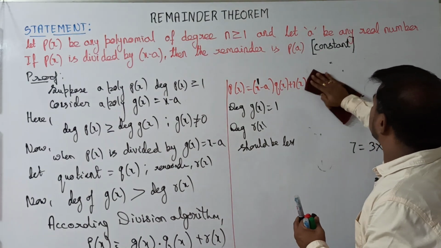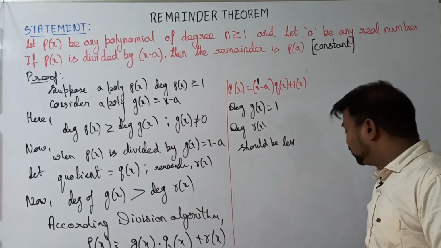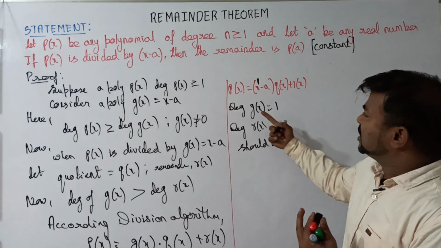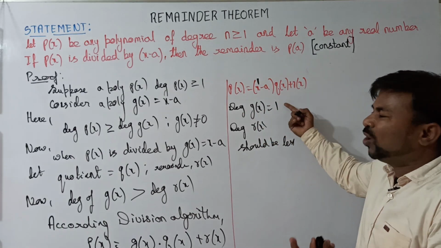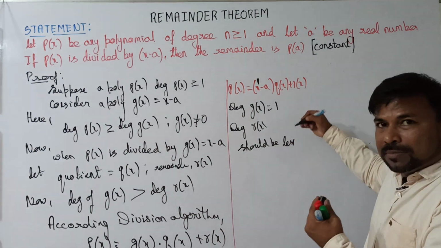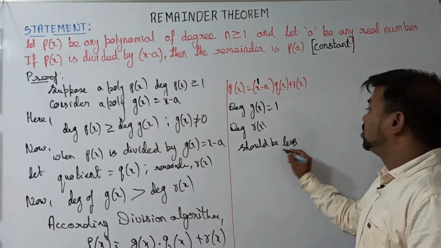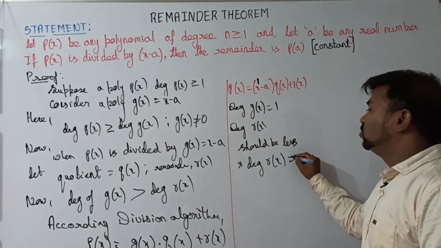Let me explain with the help of one more concept. The degree of r of x should be less than the degree of g of x. If the degree of g of x is 1, then what might it be? It should be less. What is less than 1? Here, less than 1 means 0. So the degree of r of x is equal to 0.